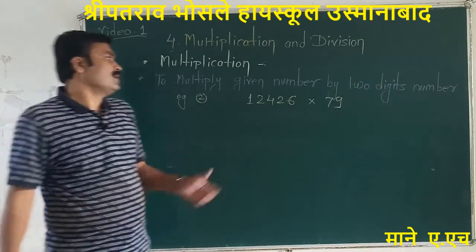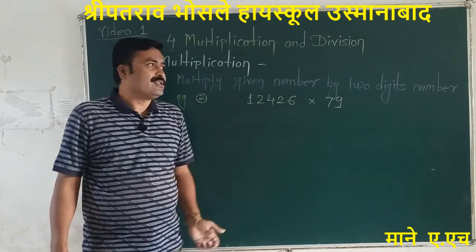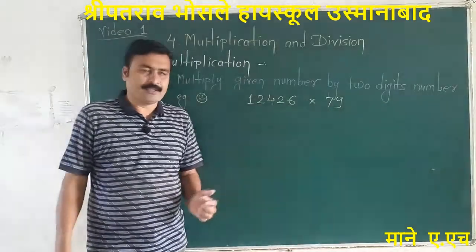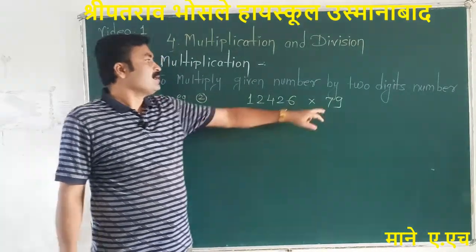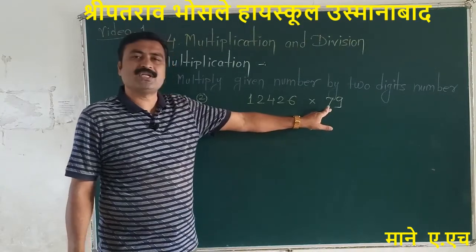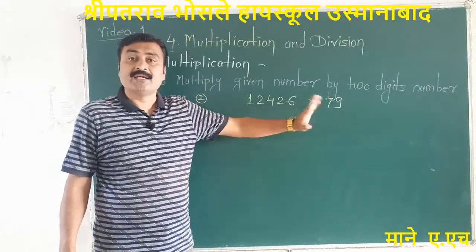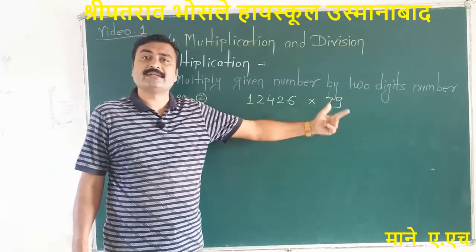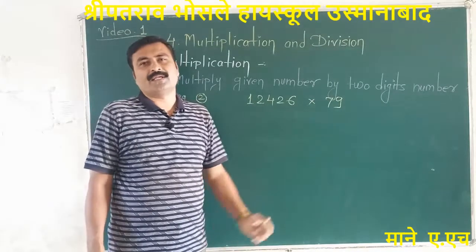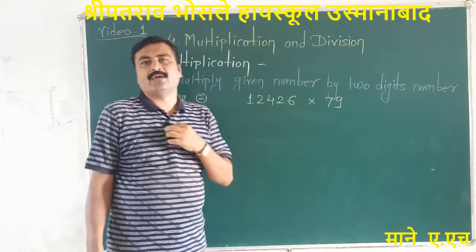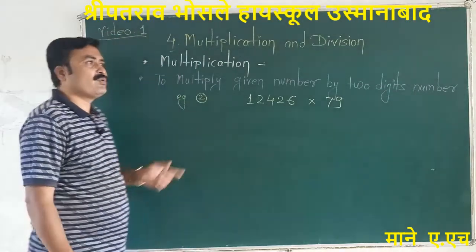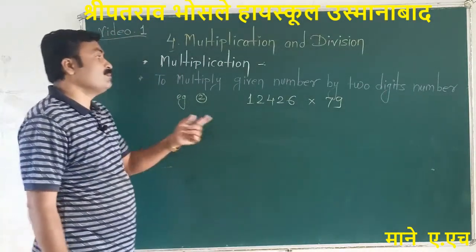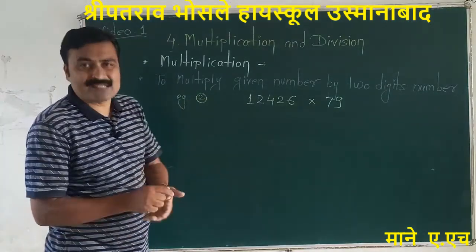So this is the horizontal method of writing the multiplication process. Now the 2-digit number I am taking is 79. It is greater than 30. The table of 79 we cannot recite or read easily. So how to carry out multiplication in this example is important.